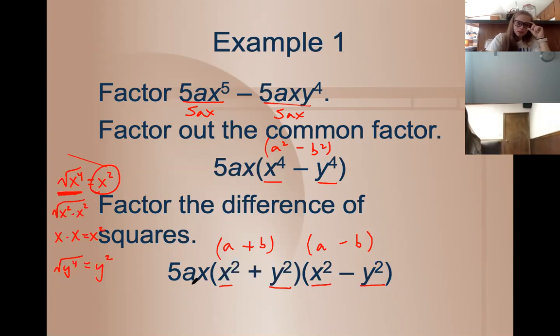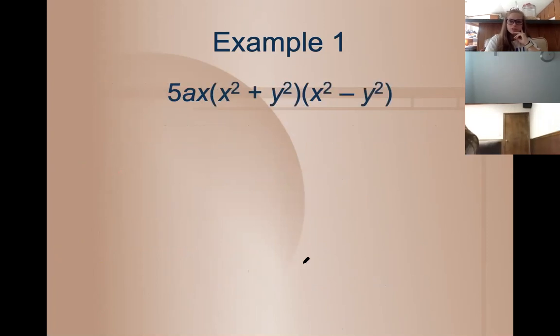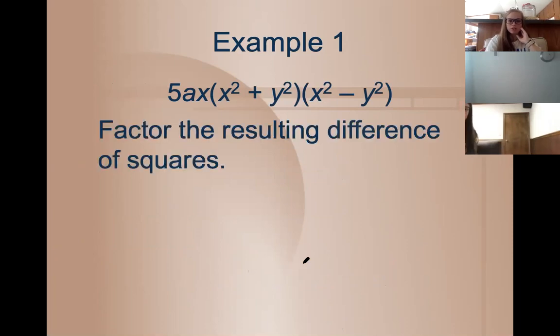Because notice in this term down here, 5ax, x squared plus y squared, x squared minus y squared, there is still something else I can factor. Notice this guy right here. Is this the difference of two perfect squares? Can I take the square root of x squared? Yeah. Can I take the square root of y squared? Yes. So there is still more to factor. Just because we did it one time, there's something else that we can factor.